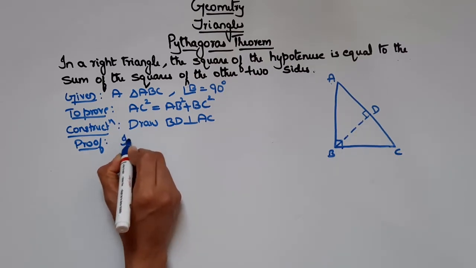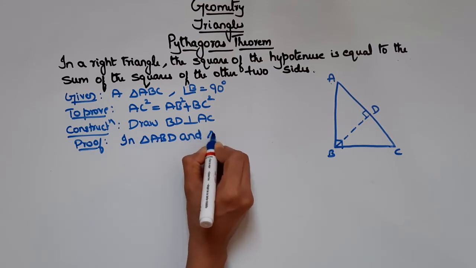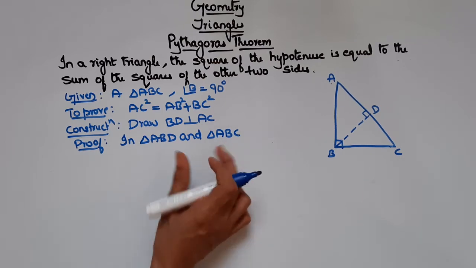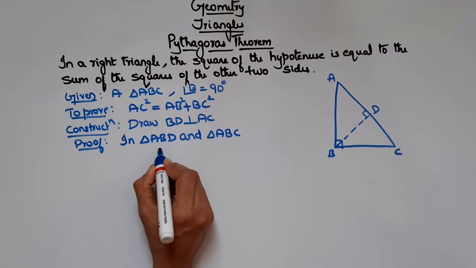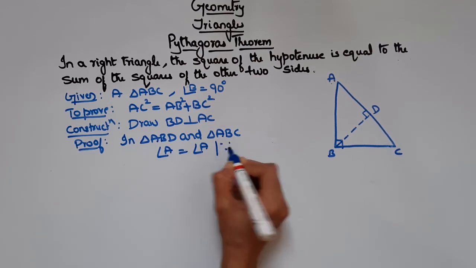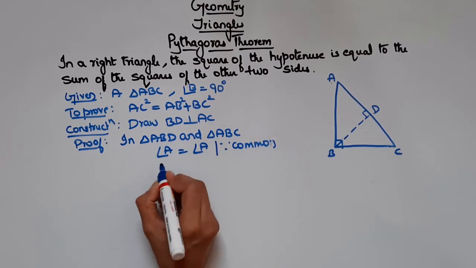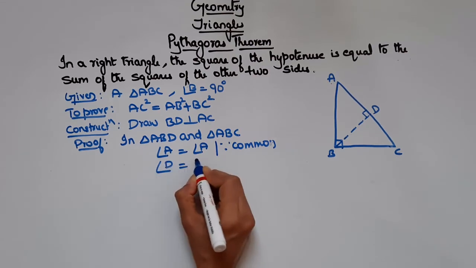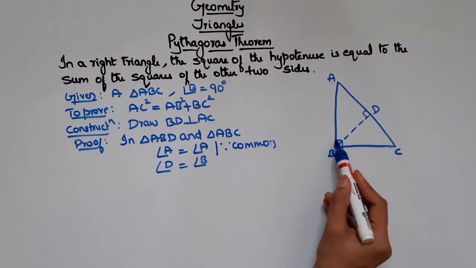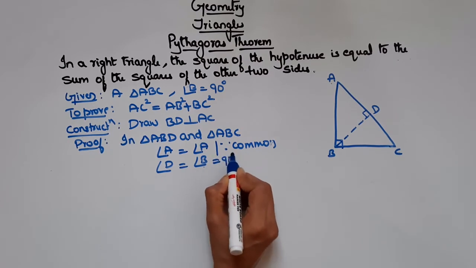We have triangle ABD and triangle ABC. Now let's see how to make these two triangles similar. Alright, in these two triangles we know angle A is equal to angle A, since it is a common angle, right? And we also know angle D is equal to angle B. Angle D is 90 degrees and in triangle ABC angle B is 90 degrees. So therefore angle D is equal to angle B, which is equal to 90 degrees.